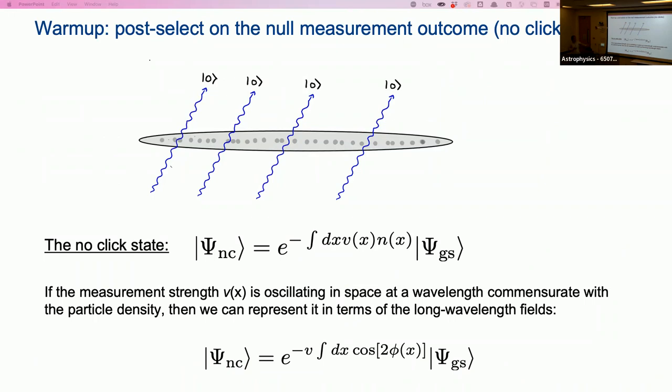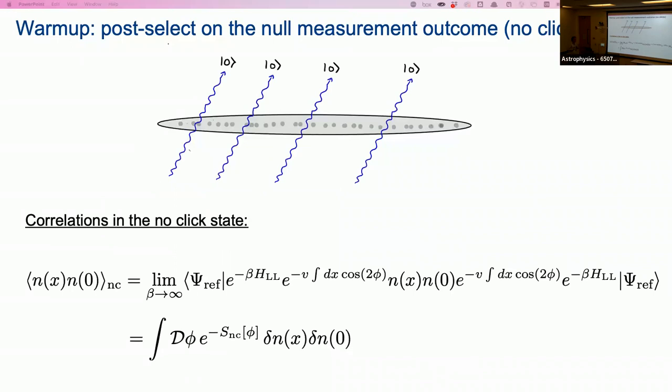They're basically like imaginary time evolution, where this function v is the strength of the measurement as a function of x. And if I set up v in the right way, then in this long wavelength description, it just behaves as imaginary time evolution for some short time on my Brown state. Okay, that's the nice thing about this. This is a kind of warm-up problem.